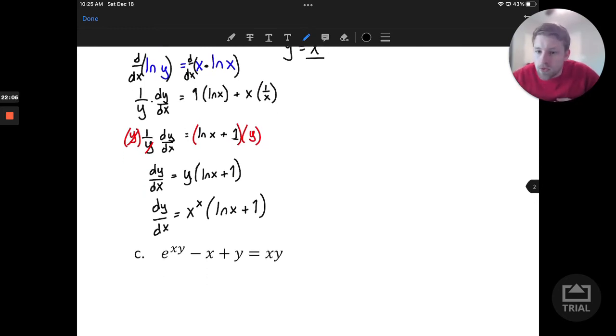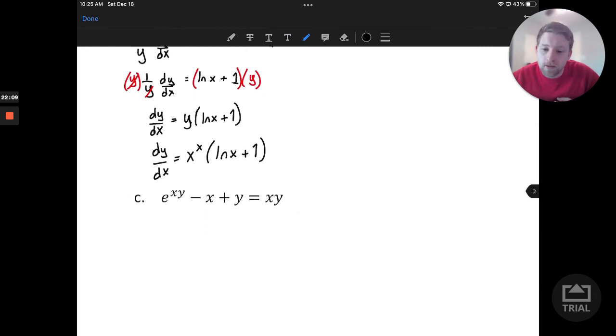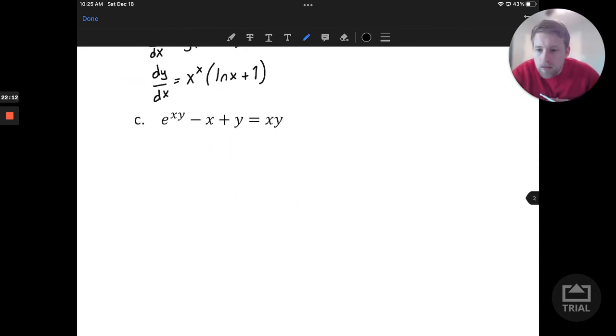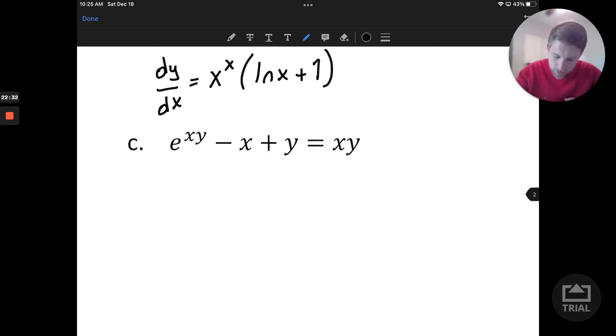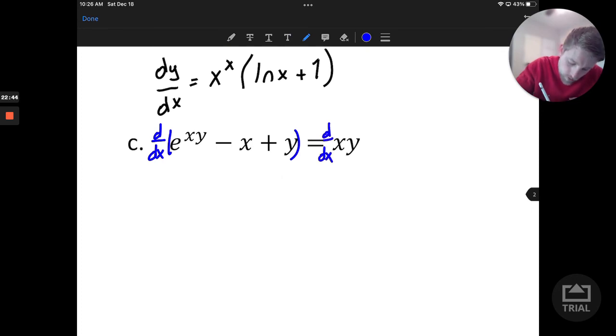Okay, we have one more that we'll go through in this video, and that'll look at an exponential term as well. So part C, we have e raised to the xy minus x plus y equals x times y. Again, I want to consider taking the derivative implicitly. We have both x and y's, and they can't be separated here. So let's apply our derivative with respect to x on both sides. That would be d dx on the left, and then a derivative with respect to x on the right.